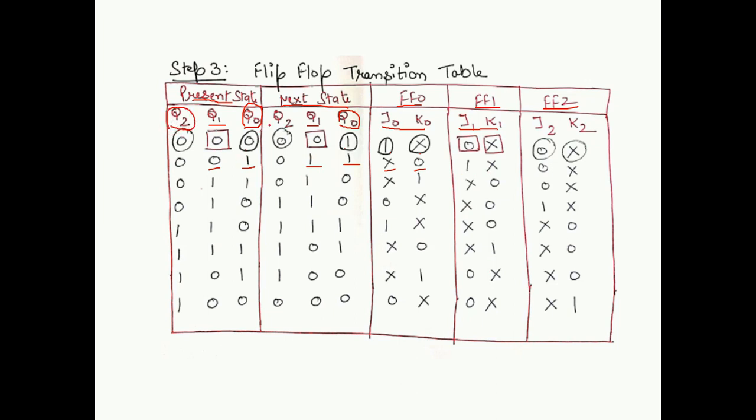J2 K2. So we have to consider Q2 from present state as well as next state, and in the same manner we can just fill the table for J2 and K2. Now once we have got the values of J and K for flip-flop number 0, flip-flop number 1 and flip-flop number 2, now we have to calculate the values of J0 K0, J1 K1 and J2 K2. So that means now we are in a need to calculate total 6 values.